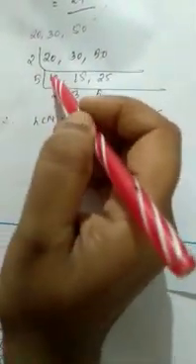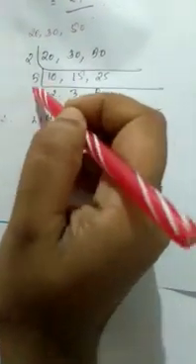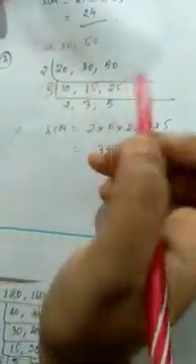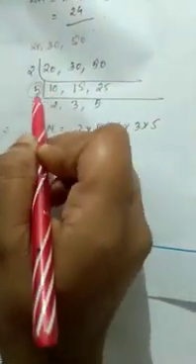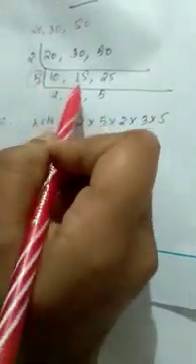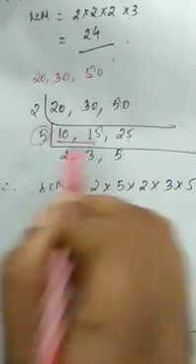Now 10 divided by 5 gives 2, 15 divided by 5 gives 3, and 25 divided by 5 gives 5. See why I have taken the divisor 5 here: 5 is a factor of all three numbers, 10 also, 15 also, 25 also. But 2 is not a factor of 15 and 25, so we cannot divide all the numbers by 2. So we have to divide by a number that divides all of them, or at least a minimum of 2 of them.